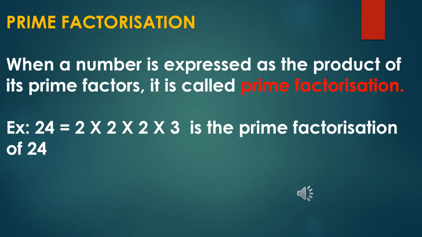Next we can study prime factorization. What is meant by prime factorization? When a number is expressed as the product of its prime factors, it is called prime factorization. Example, 24 equal to 2 into 2 into 2 into 3. That is the prime factorization of 24. Did you understand?